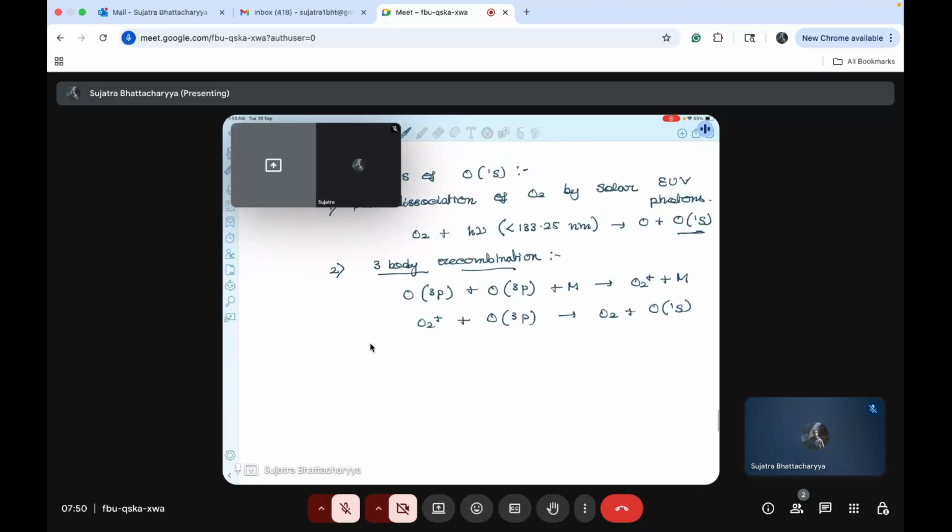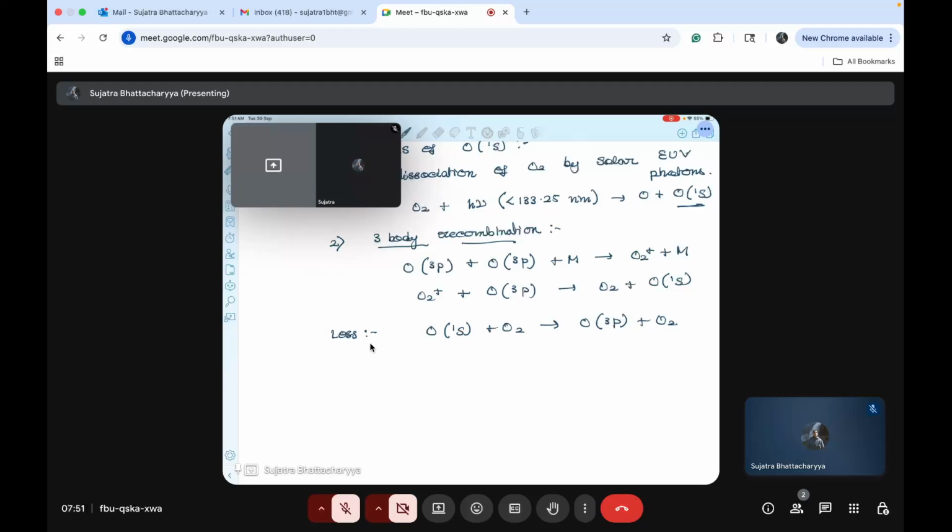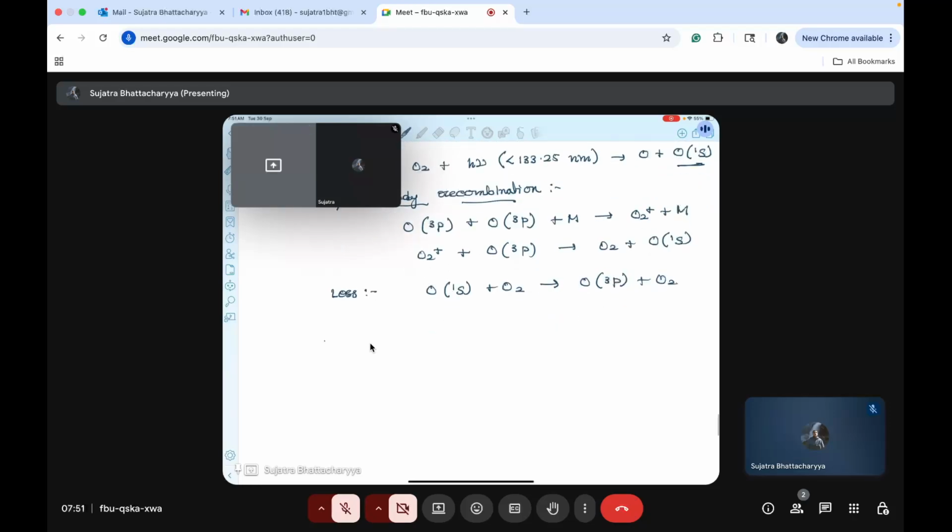Okay, and now these are the productions. Now, how is the loss happening? So O1s combines with O2 to give you O3P plus O2. So this is the loss. Okay, so one is the production rate.